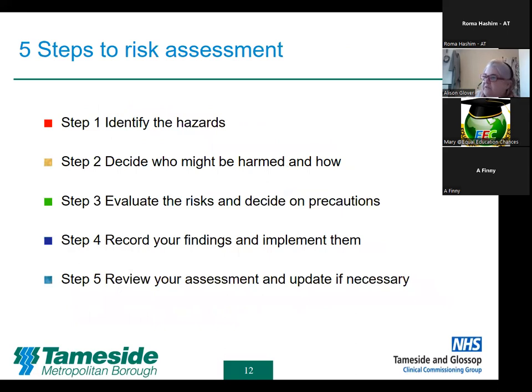So there are 5 specific steps to risk assessment. This is laid out by the HSE. And we're going to go through each of these steps one by one. Step 1 is identifying the hazards. We then need to think about who might be harmed and how they may be harmed by those hazards. We need to then evaluate the level of risk and decide on precautions, decide on the control measures that we can put in place to reduce those risks. And then we've got to record our findings. So that's write them down, document them, and implement them. And then the final step is to regularly review the risk assessment and make any changes and update it as necessary.